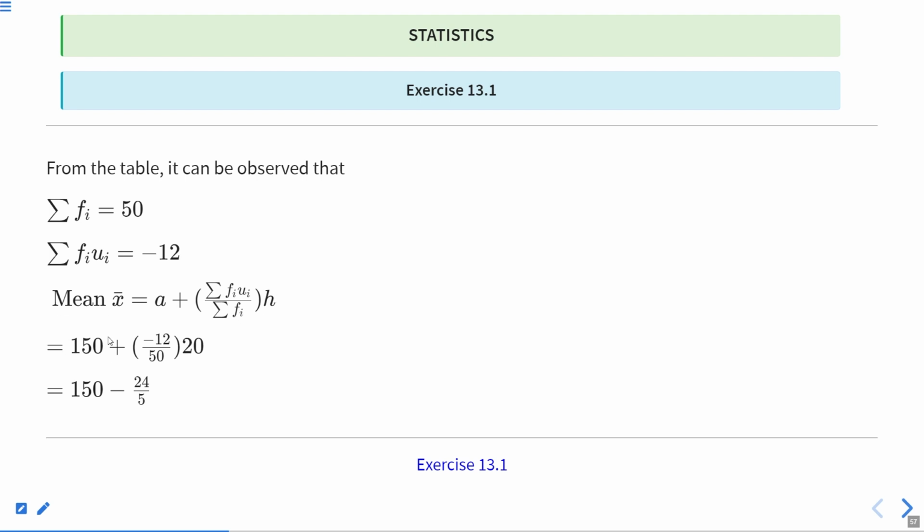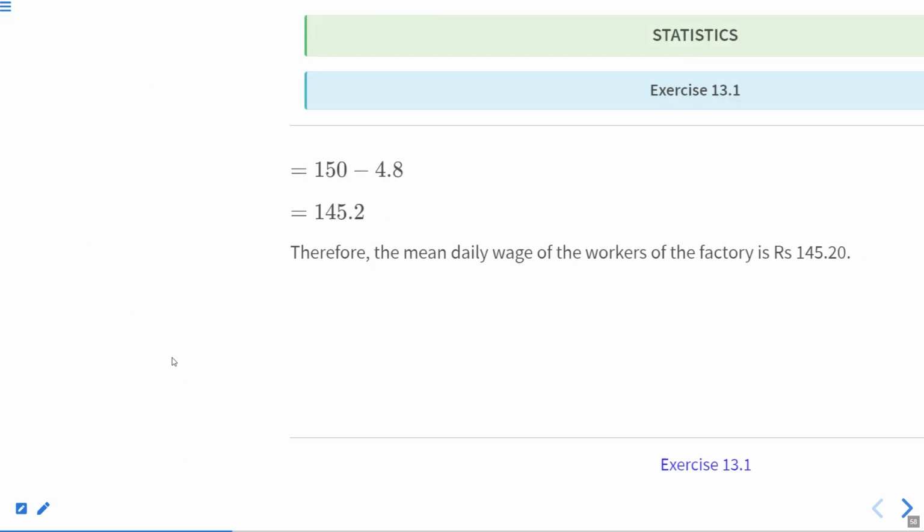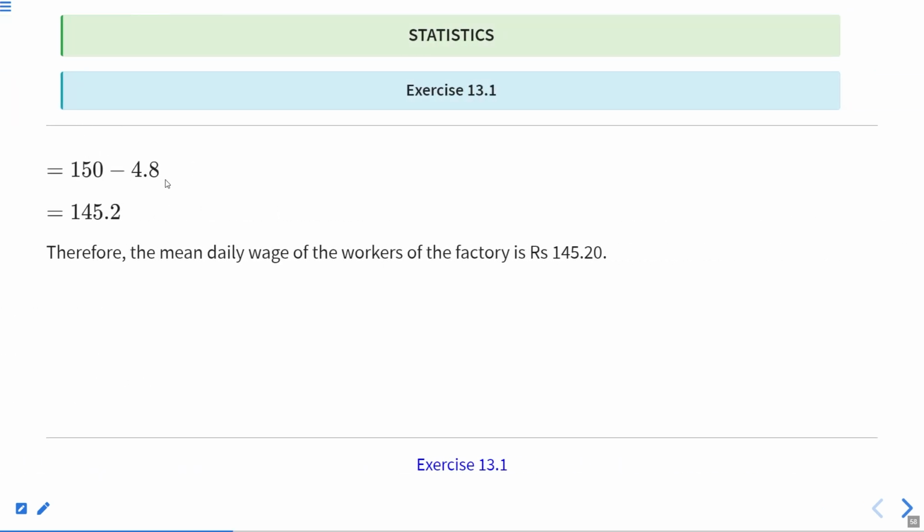So this is equal to 150 plus (minus 12 by 50) times 20, which is 150 minus 24 by 5. Simplifying, you get 150 minus 4.8, that is equal to 145.2. Therefore the mean daily wage of the workers of the factory is rupees 145.20.